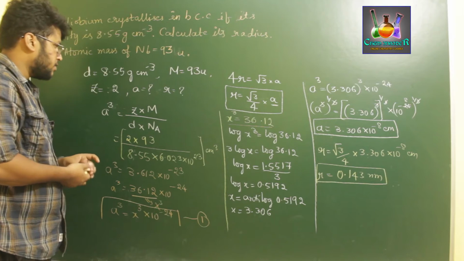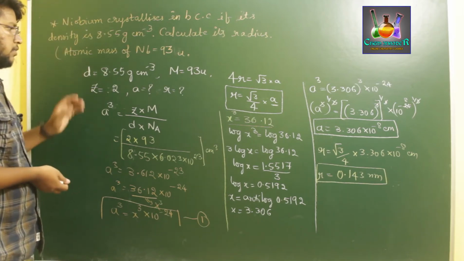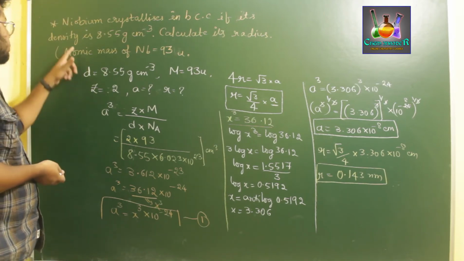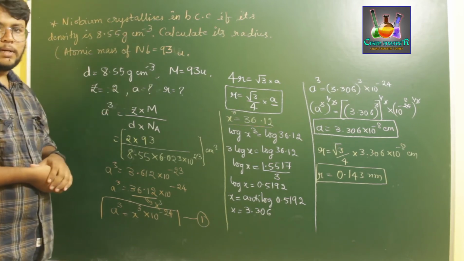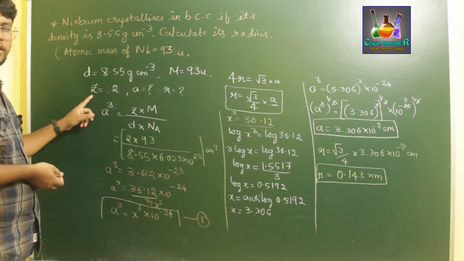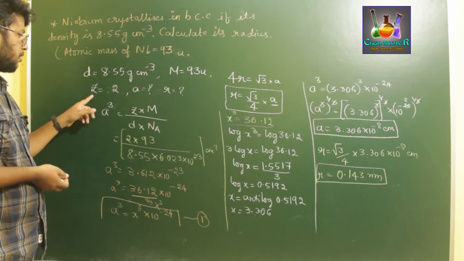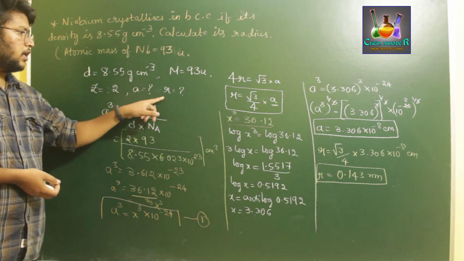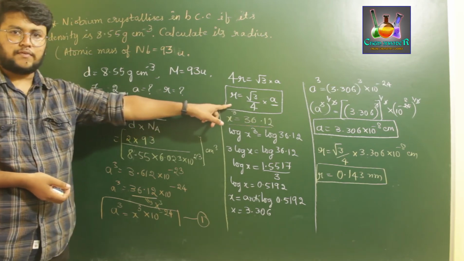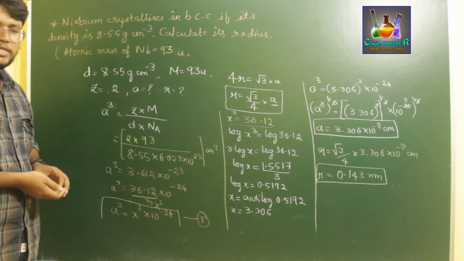So how are we doing this? First we will write down the given data. The given data says the density of the niobium is 8.55 gram per cm cube. Atomic mass is 93 units. BCC lattice has 2 atoms, so the number of atoms Z is equal to 2. We need to find edge length in order to find R because of the equation which we have discussed in the packing efficiency of BCC lattice.